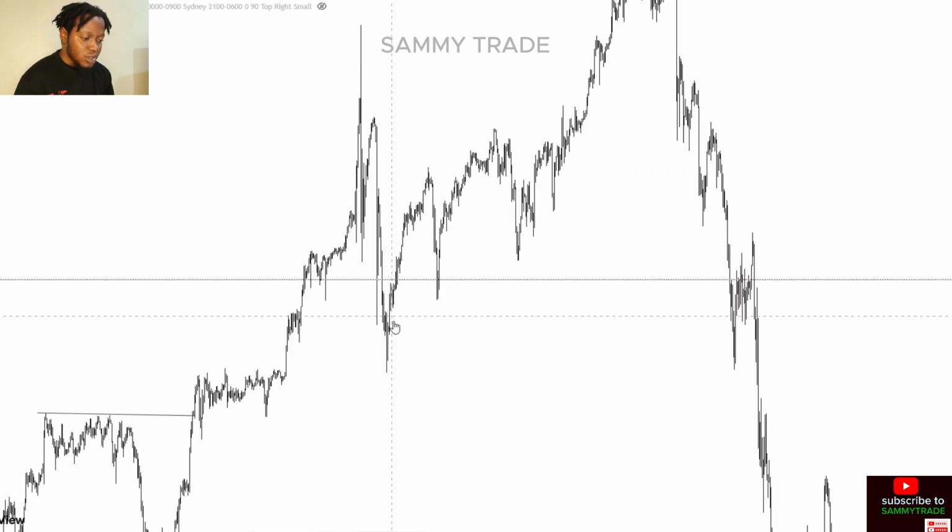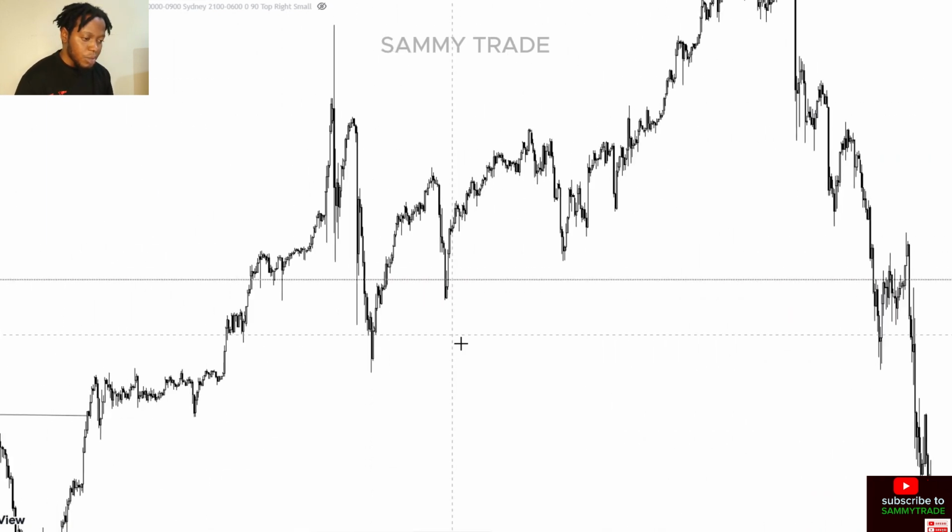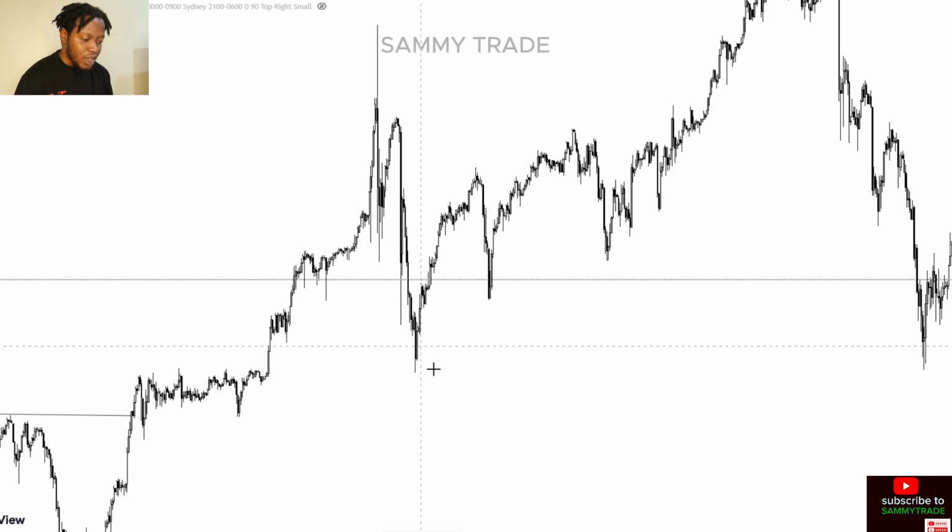Then price retraced right here. Let me make this clear. Then price retraced right here at this point to form this fair value gap right here. Then you enter for your beautiful trade right here. Let's say you entered at this point.